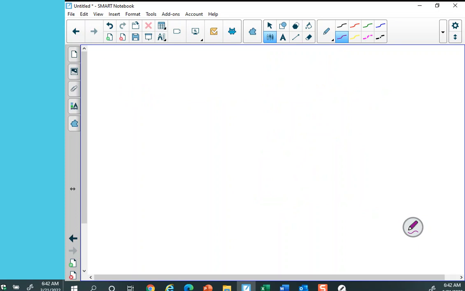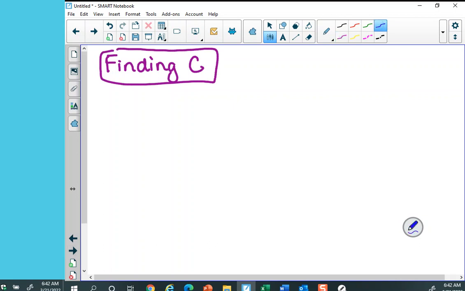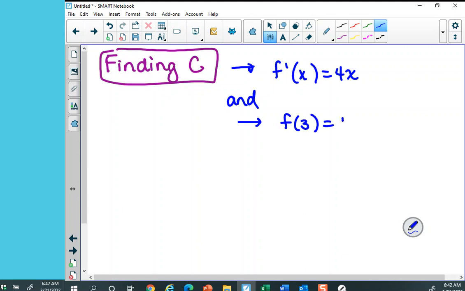Now, let's talk about finding C. In our finding C scenario, we are going to usually start with two pieces of information. We will start with a derivative and some additional information about the function, another combination of values.